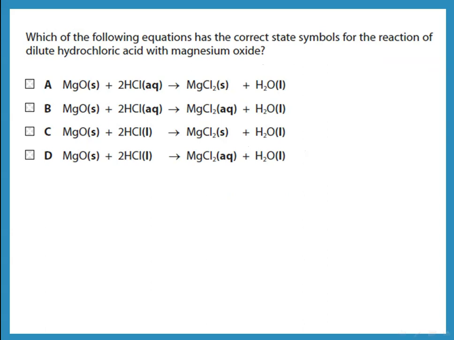Okay, which of the following has the correct state symbols for the reaction? Okay, you should realize that magnesium oxide is a solid, and actually all the choices show magnesium oxide is a solid. You should realize that HCl is an acid. Acids are aqueous, so my answer is A or B. Now magnesium chloride, you have to realize we said most of the chlorides of group 1 and 2 are soluble except chlorides of silver and lead. That's what we deal with. So magnesium chloride would be aqueous, so my answer is B.